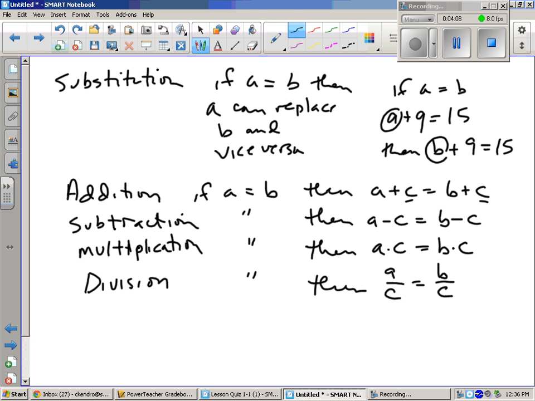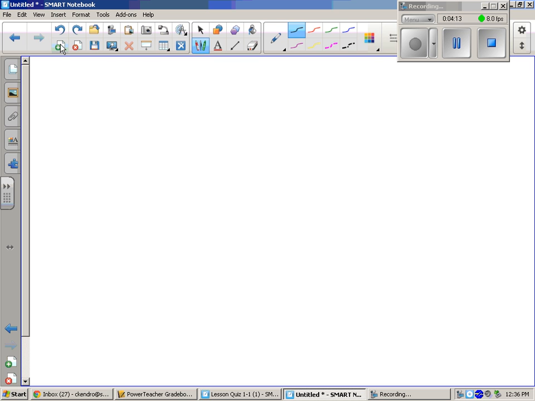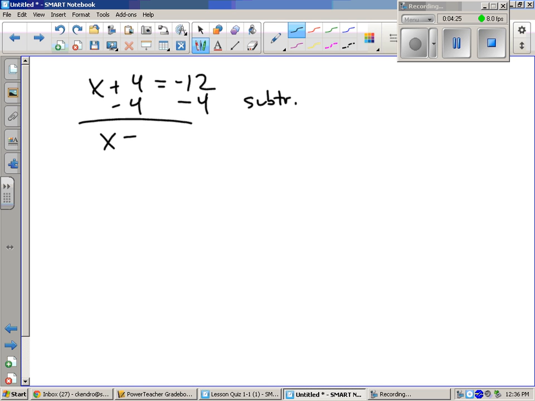So these are all just the names. You've used all of these in algebra. This shouldn't be too unfamiliar to you. So a very simple start. X plus 4 equals -12. I'm going to subtract 4. That would be the subtraction rule of equality, and I get x equals -16. Done. If you want to check, you put this back in right here. -16 plus 4 equals -12. It works.